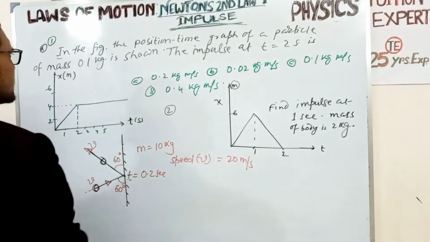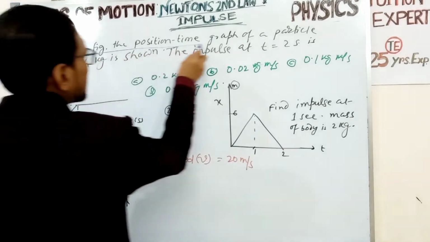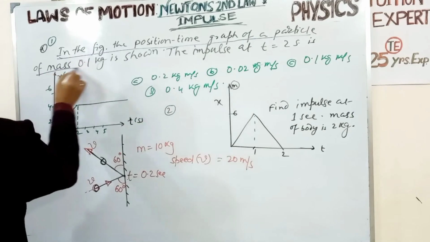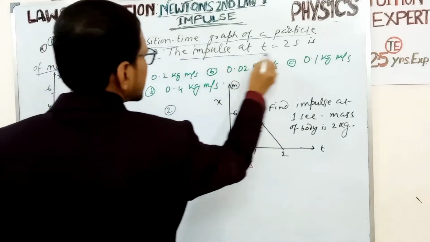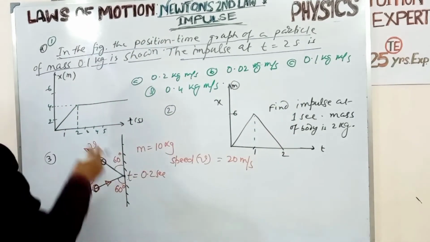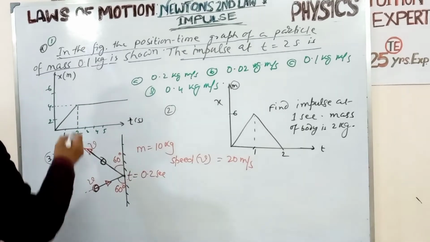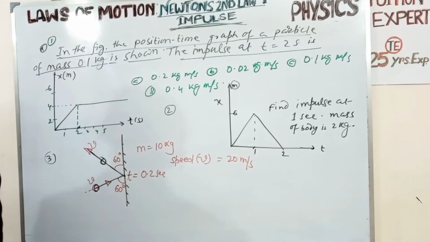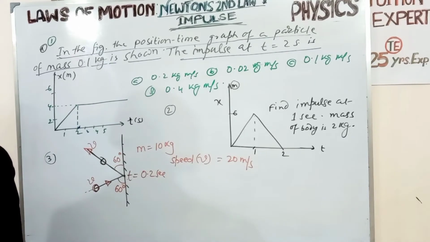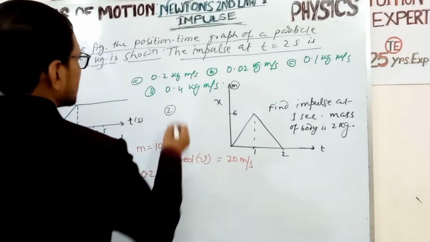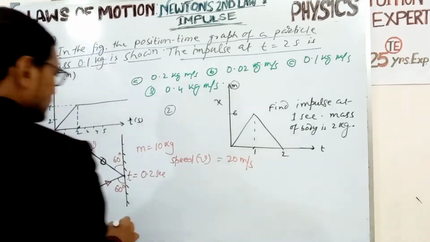Now here some question is given. In the given figure, the position time graph of a particle of mass 0.1 kg is shown. The impulse at t equals 2 seconds is what? Here position time graph is given; at 2 seconds, what is the impulse of the body? Four options are given. Which one is correct?